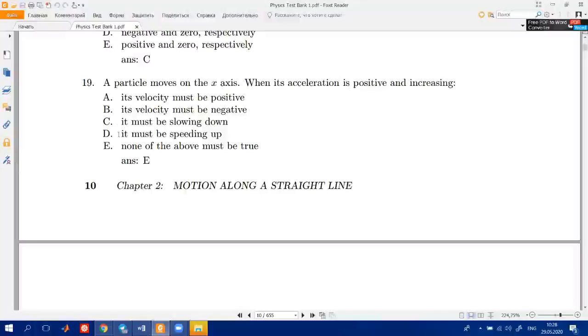Bu ham noto'g'ri. It must be speeding up. Bu to'g'ri lekin. It must be speeding up. Uning tezligi oshishi kerak.